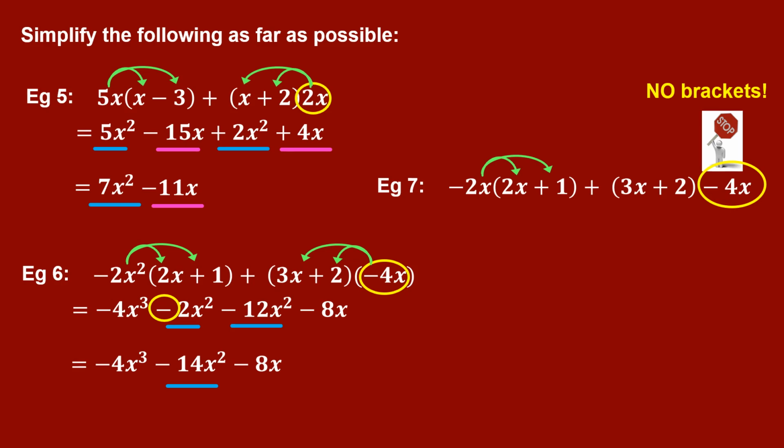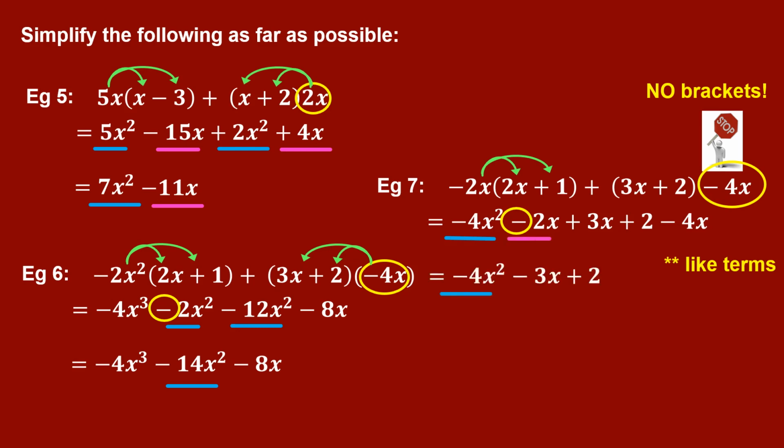So in example 7, we're going to multiply minus 2x into the bracket, so it's minus 4x squared minus 2x, and then plus 3x plus 2, and that minus 4x is just on its own at the end. We do not multiply it in. And just be very careful again, in that first term, we've got a negative because a minus times a plus is a minus. And now we look at like terms. So we've got minus 4x squared, and then minus 2x plus 3x minus 4x will leave me with minus 3x and plus 2 at the end.